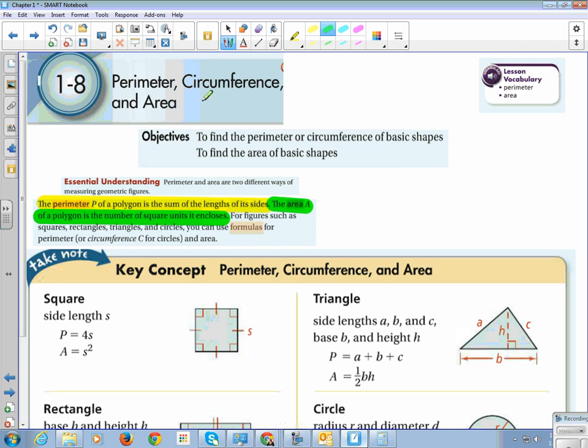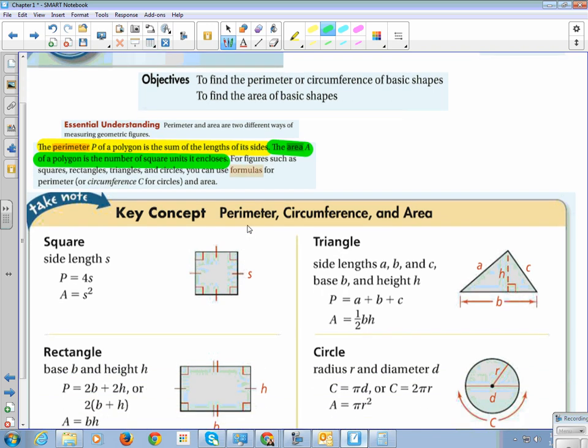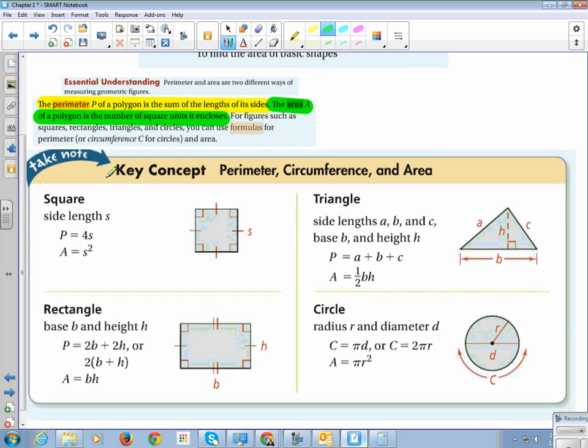For figures such as squares, rectangles, and circles, you can use formulas for perimeter or circumference if it's a circle, and the area. So here are these formulas, and make sure you write these down because these don't go away. For a square, the perimeter is 4 times the side because you have 4 equal sides, and the area is the side squared.